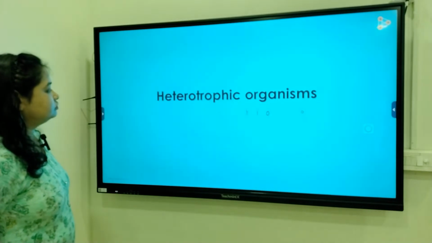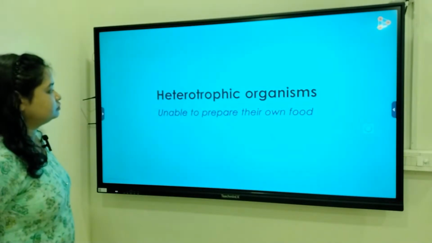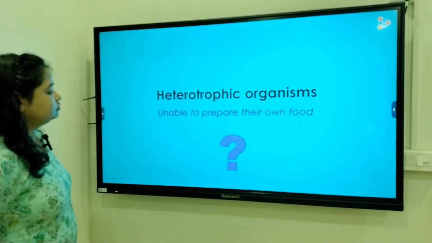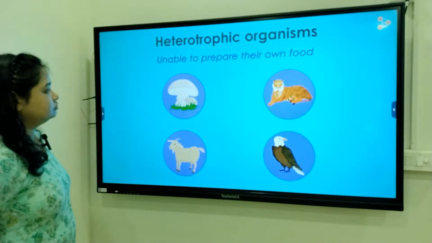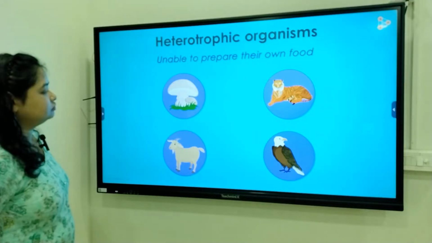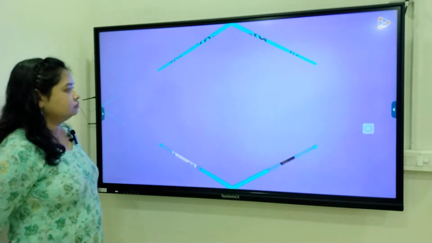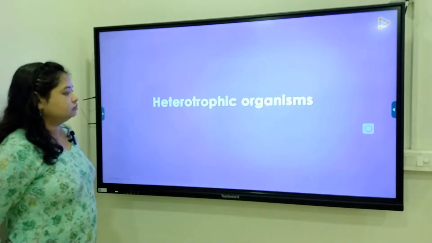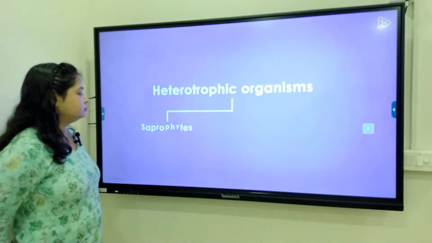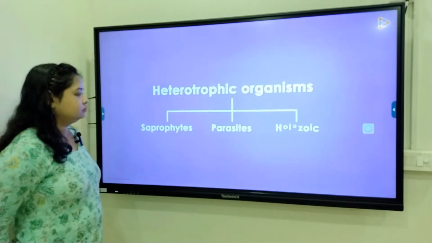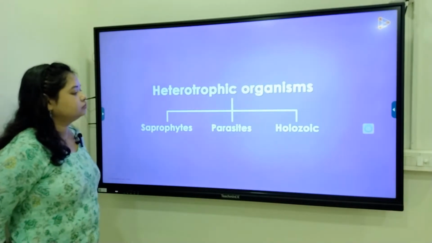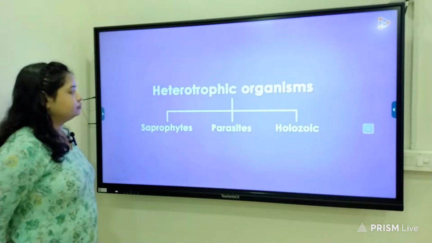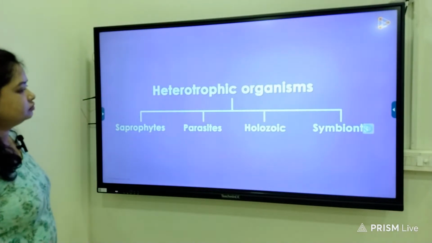Heterotrophs are those which are unable to prepare their own food. But then, how do they obtain the necessary nutrients? Unlike green plants, heterotrophs depend on other living or dead organisms for their food. These can be broadly divided into three major categories based on their food habit. These include saprophytes, parasites, holozoic organisms. Another major category we generally study includes the symbionts as well.